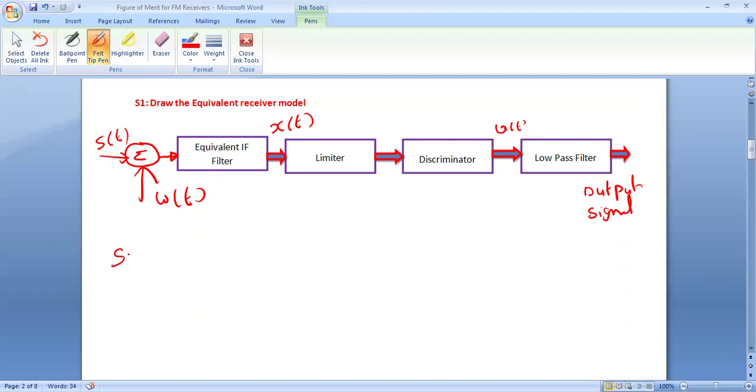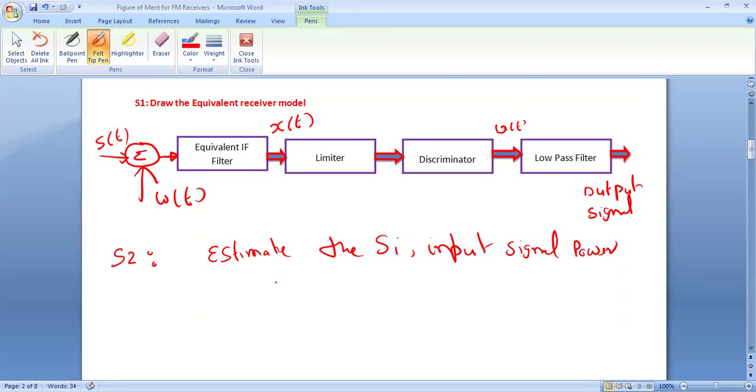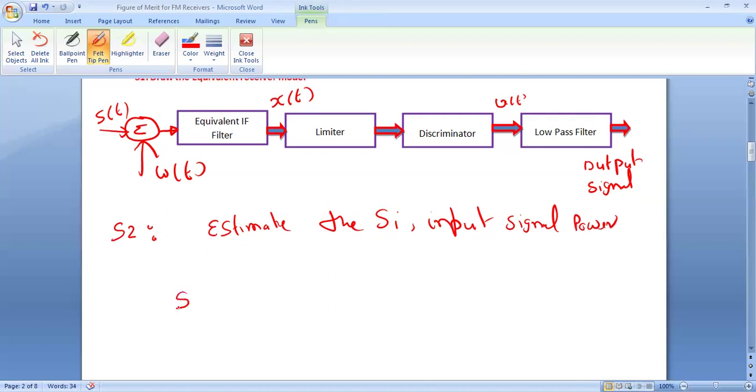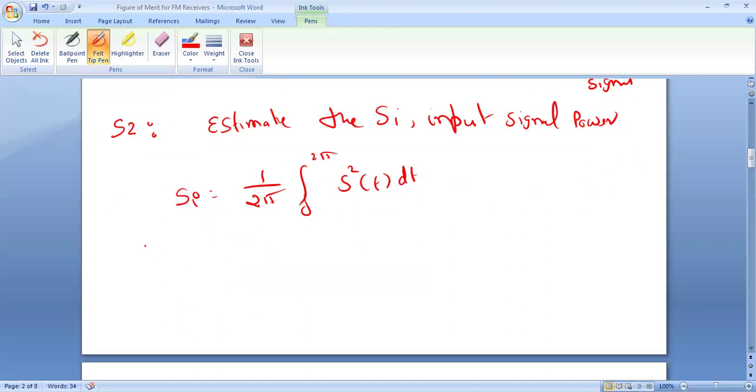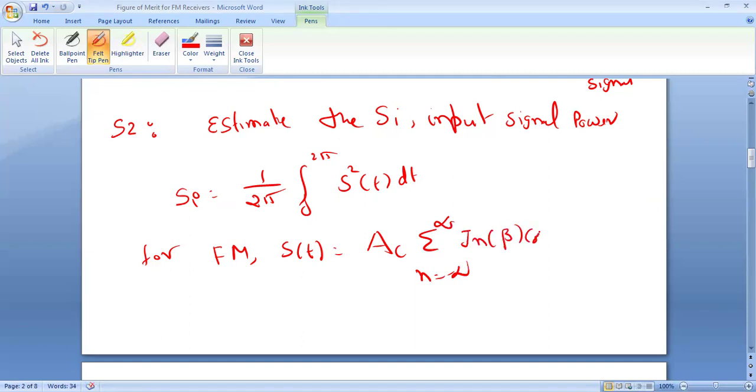Then, let us go for the next step immediately, that is, estimate S_I. What is S_I? The input signal power. The expression for the power we all know: S_I equals 1 over 2π integral from 0 to 2π of s square of t dt. For FM, the modulated signal s(t) is represented as A_C times the sum over n from minus infinity to infinity of J_n(β) cos((ω_c + nω_m)t).